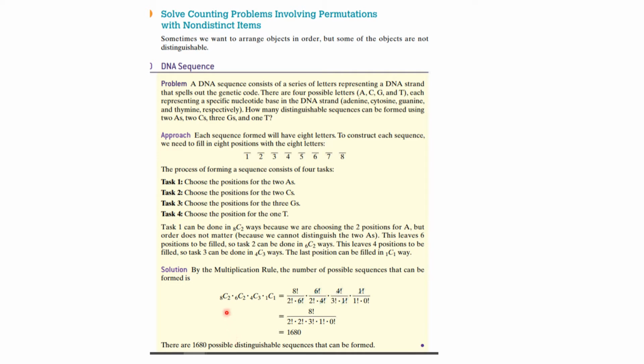So the multiplication rule says we multiply all those things together. So here are the definitions of 8 choose 2, 6 choose 2, 4 choose 3, and 1 choose 1. We multiply them all together and rearrange them, and we get this answer. So there are 1,680 possible distinguishable sequences that can be formed.